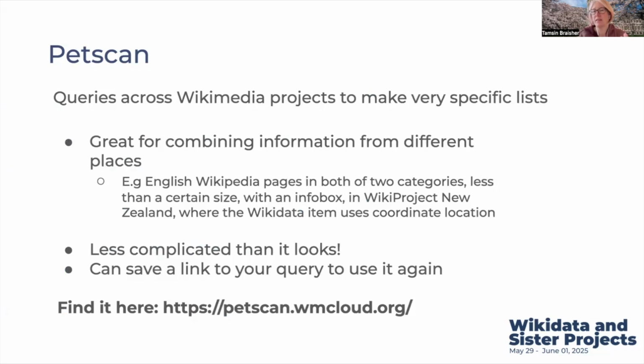And if you think about the information you would need to put together that query, you've got to know information from the page itself to know what categories it's in and what size it is and whether it has an infobox. And then you need information from the talk page to know if it's got that WikiProject New Zealand template. And then you need information from the Wikidata item to know if it uses coordinate location, for instance. So it's combining those sources of information. That's what PetScan is brilliant at.